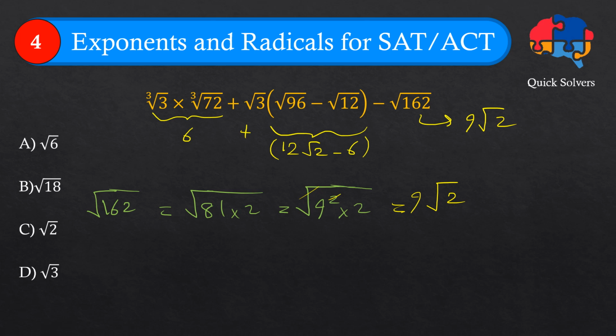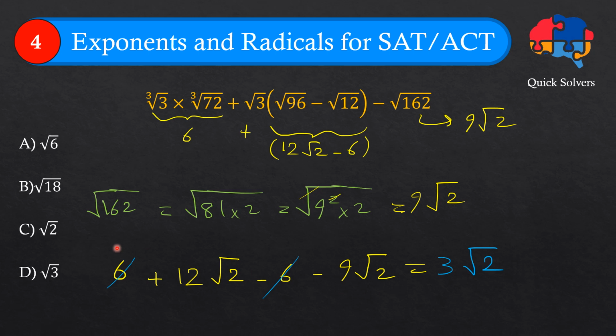All right, so let's write down everything we got. We got 6 for this part, and for this part we got 12 times square root of 2 minus 6, and for the last term we got 9 times square root of 2. Well, obviously this 6 and this minus 6 cancel out each other, and then we have 12 times the square root of 2 minus 9 times the square root of 2, which gives us 3 times the square root of 2, which is not among these answer choices that we have.